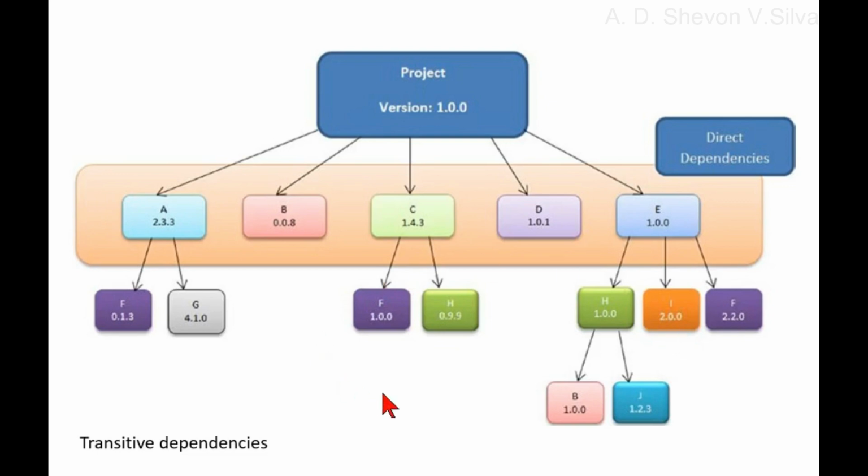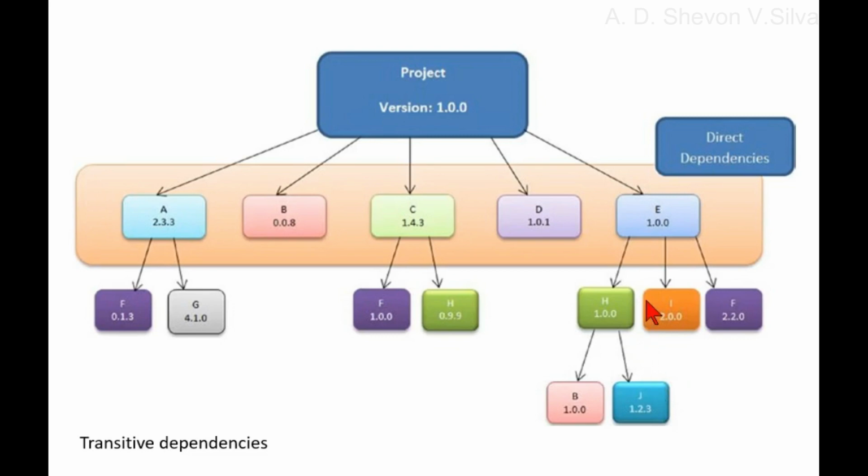This figure provides an example of transitive dependencies. Notice that transitive dependencies can have their own dependencies. As you might imagine, this can quickly get complex, especially when multiple direct dependencies pull different versions of the same jar file. Maven uses a technique called dependency mediation to resolve version conflicts. Simply stated, dependency mediation allows Maven to pull the dependency that is closest to the project in the dependency tree.